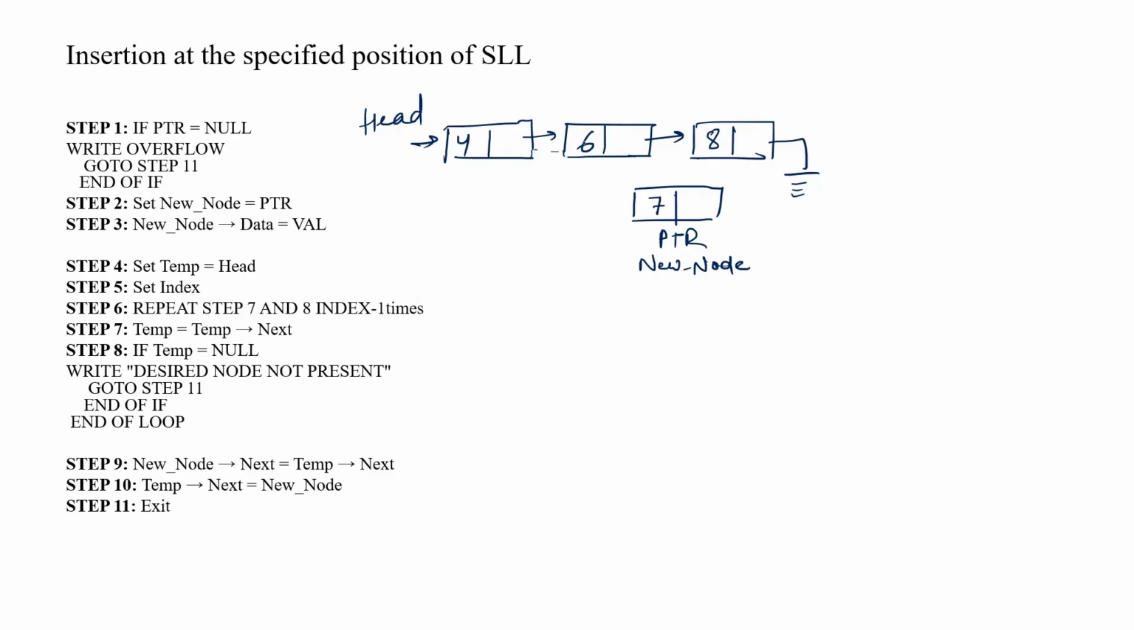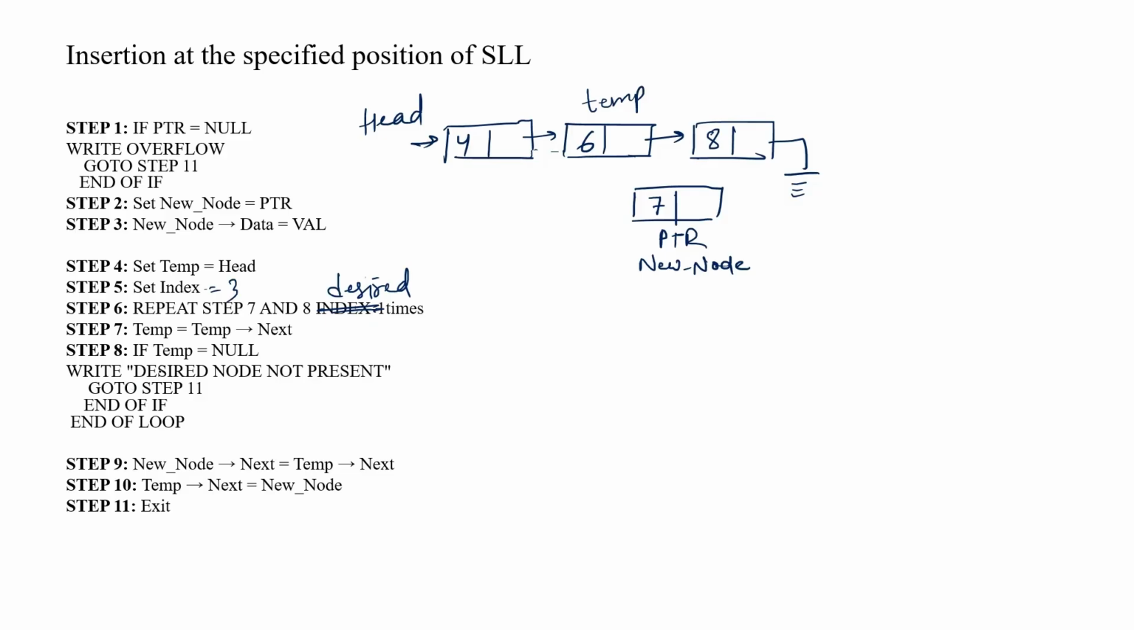Then you know that if we want to insert the node at any position, then we have to bring some pointer here. So how are we going to bring the pointer? With the step number 4, temp is equal to head we are going to write, and then we are going to set some index. For example, I want to insert the node at third position. So I will set the index is 3. So repeat step number 7 and 8 index minus 1 times. Or here you can write till the desired node where we want to bring the nodes. According to that, we can run that step number 7, 8. So step number 7 is temp is equal to temp to next.